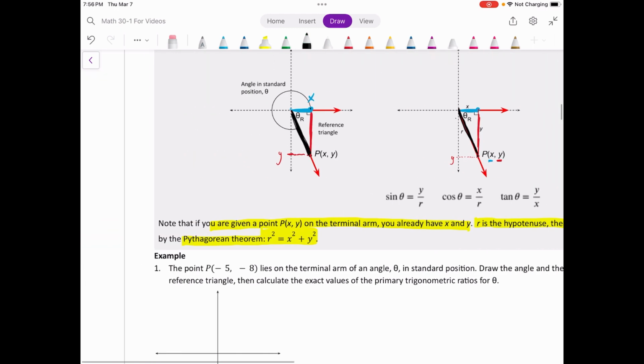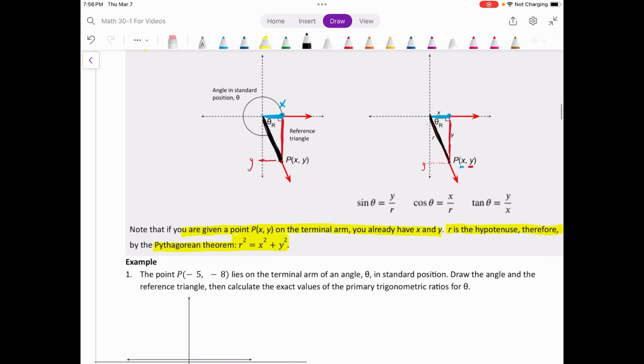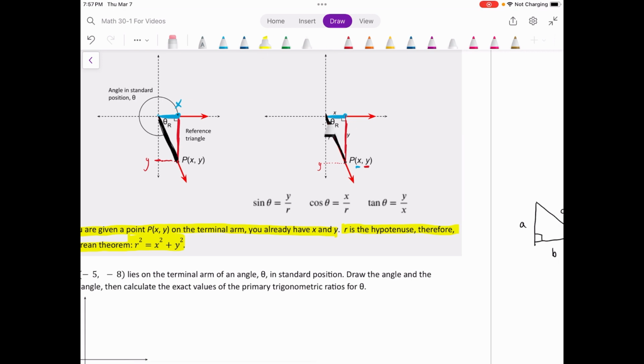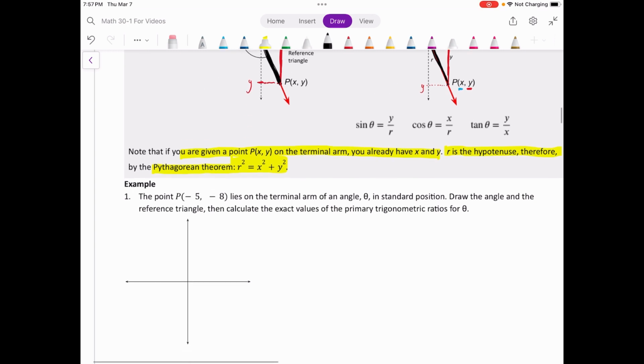So if you know any point on the terminal arm of an angle in standard position, think about how powerful that is. Because its x coordinate tells you the side adjacent, the y coordinate tells you the side opposite to the reference angle, and with those two, which you've already got just by knowing the point, you can automatically find the hypotenuse as well, because you can use the Pythagorean theorem with the x coordinate and the y coordinate, right? With just a quick step, you've got all three sides of the triangle just by knowing any point on the terminal arm of an angle in standard position.